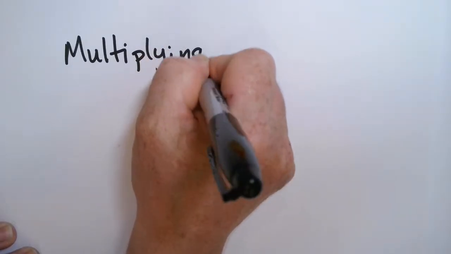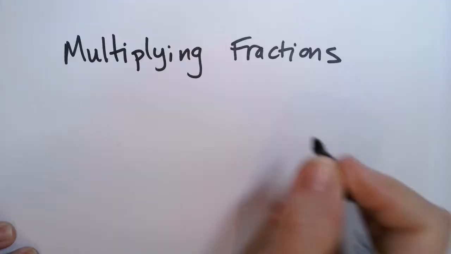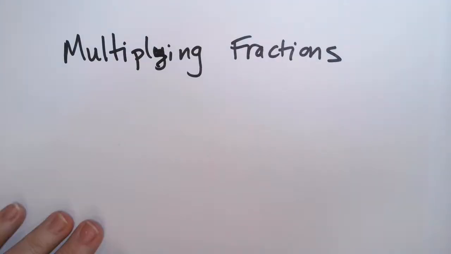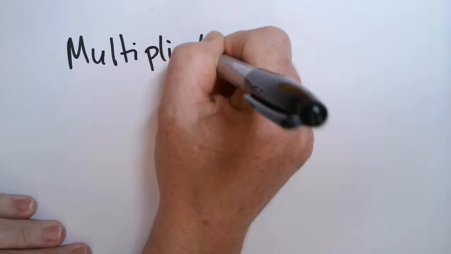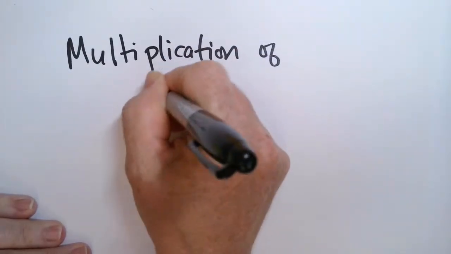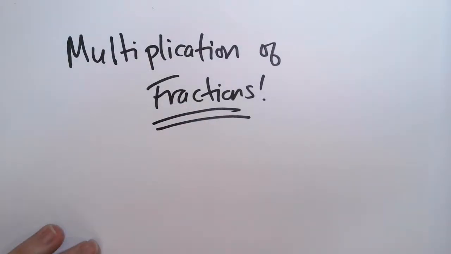multiplying fractions. I totally spelled that wrong. Multiplying. All right, multiplication of fractions. There we go. There, I can spell that right. Of fractions. This is going to be so easy.